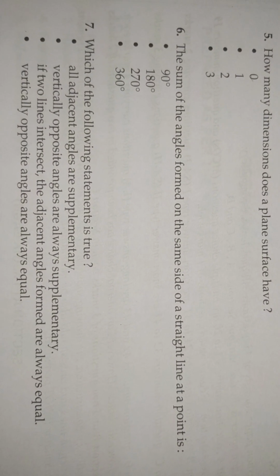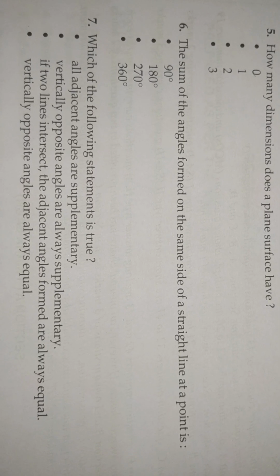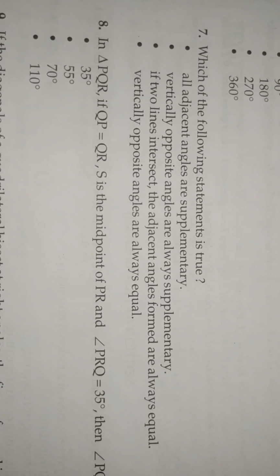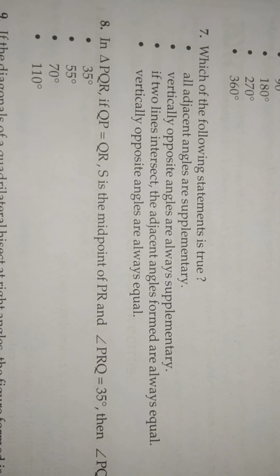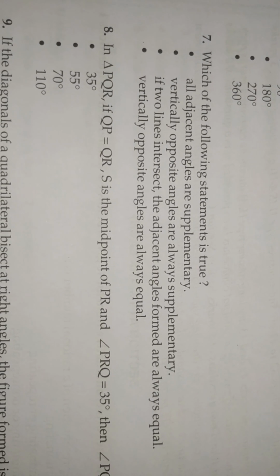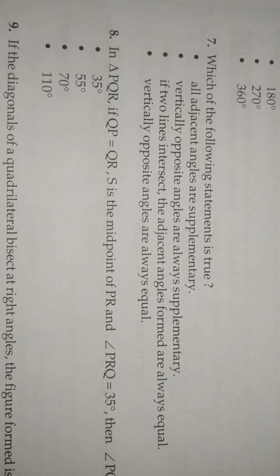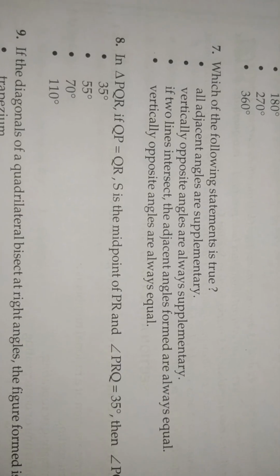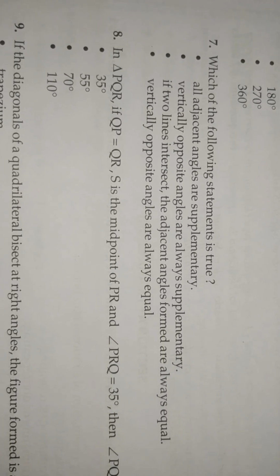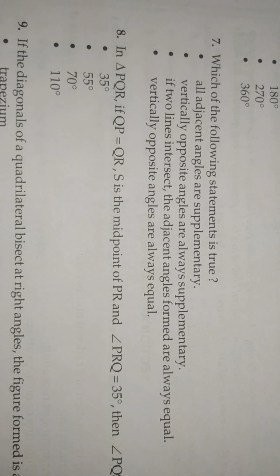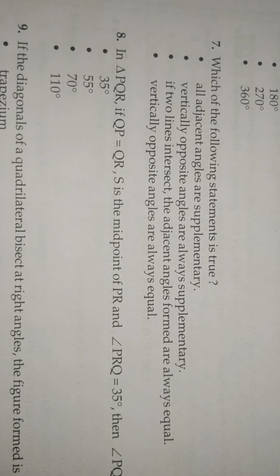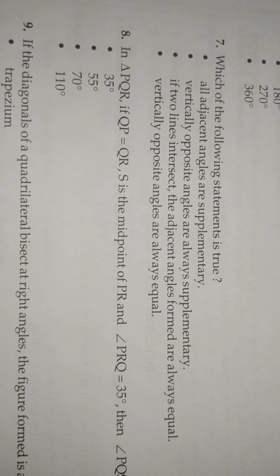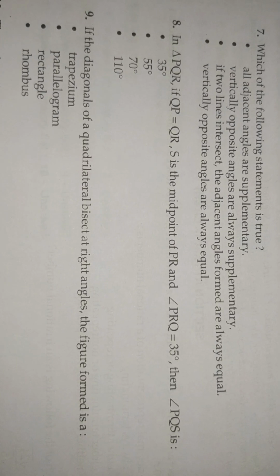The sum of the angles formed on the same side of a straight line at a point is 360. Which of the following statements is true? All adjacent angles are supplementary. It is false. Vertically opposite angles are always supplementary. This is also false. If two lines intersect, the adjacent angles are always equal. No, this is also wrong. So the correct answer will be vertically opposite angles are always equal.